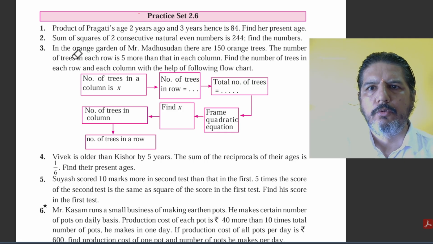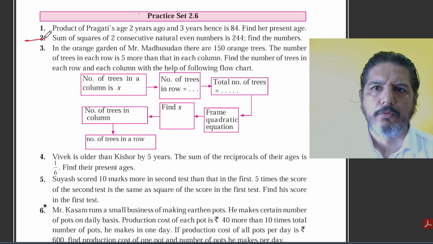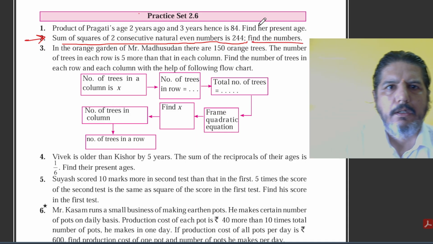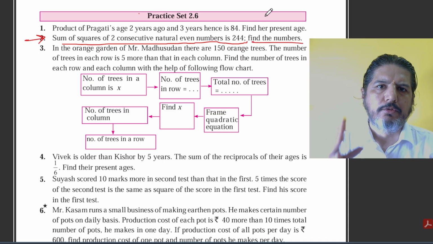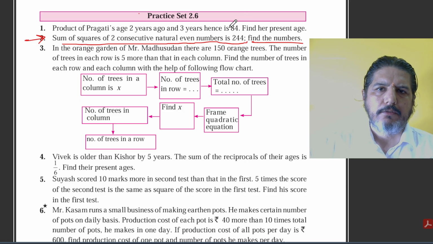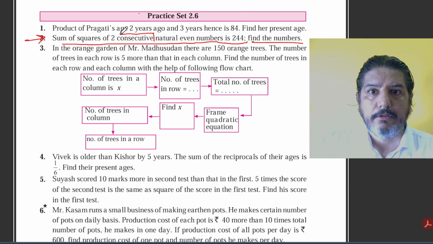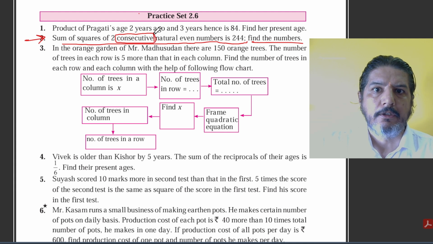So question number 2. Let's have a look at question number 2. Sum of squares of two consecutive natural even numbers is 244. Find the numbers. Now, there are 2-3 things that we need to understand. The first thing is few of you might not know the meaning of consecutive. Of course, I assume you know the meaning of natural as well as even.